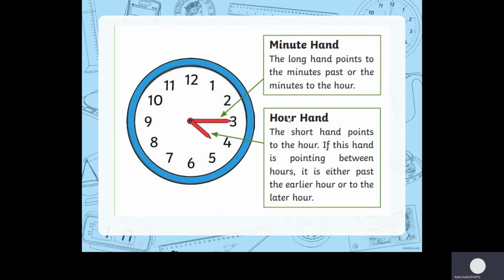So to recap, the hour hand is the short hand which points to the hour. If this hand is pointing between hours, it is either past the earlier hour or to the later hour. So "to" means we're getting towards the next hour. And the minute hand is the long hand which points to the minutes past or the minutes to the next hour.